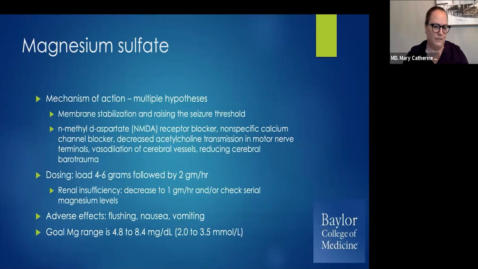And so adverse effects, as I'm sure you've all experienced with your patients, are not uncommon. So adverse effects would include things like flushing, feeling nauseated, feeling woozy, maybe even vomiting, just not feeling well, as most patients don't on this medication. And then the goal range is 4.8 to 8.4 milligrams per deciliter.